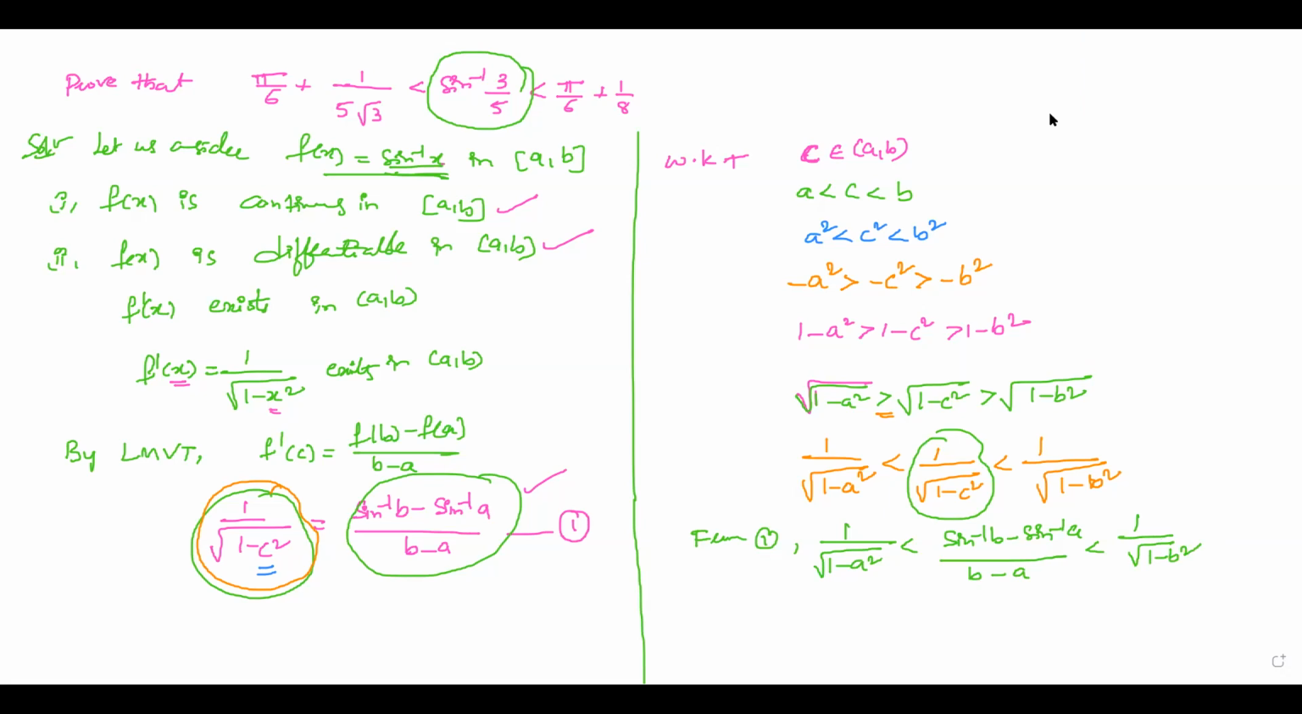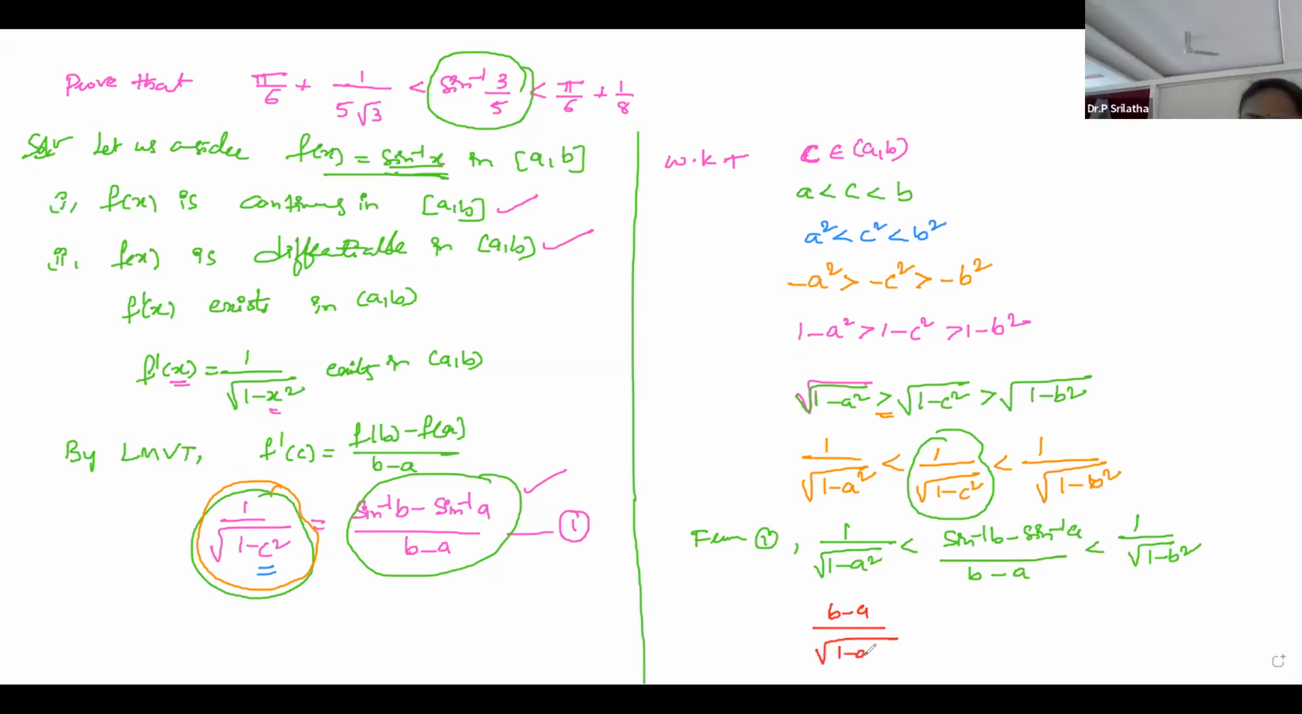Next step. Multiply b minus a on both sides. So then what happens? b minus a divided by under root of 1 minus a square is less than sin inverse b minus sin inverse a, which is less than b minus a by under root of 1 minus b square. Whether or not we are asked to find this out, we must do this. Okay, so now let us consider this is equation 2. Is it clear, all of you? Whether or not we are asked to prove this, we must do this, because based on this only we can find the deductions.